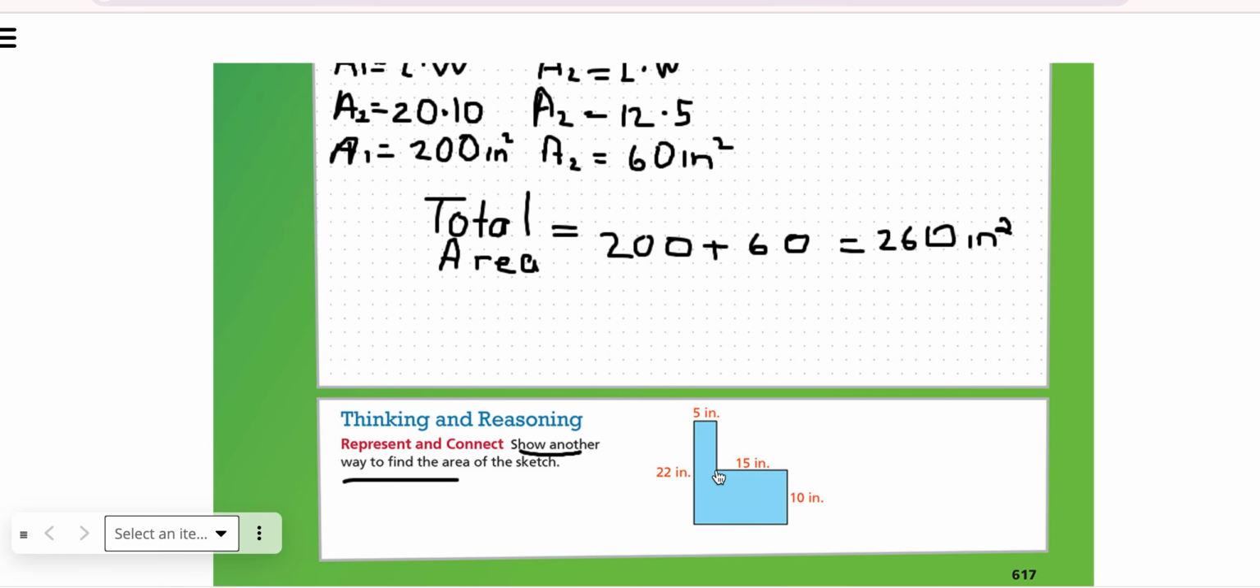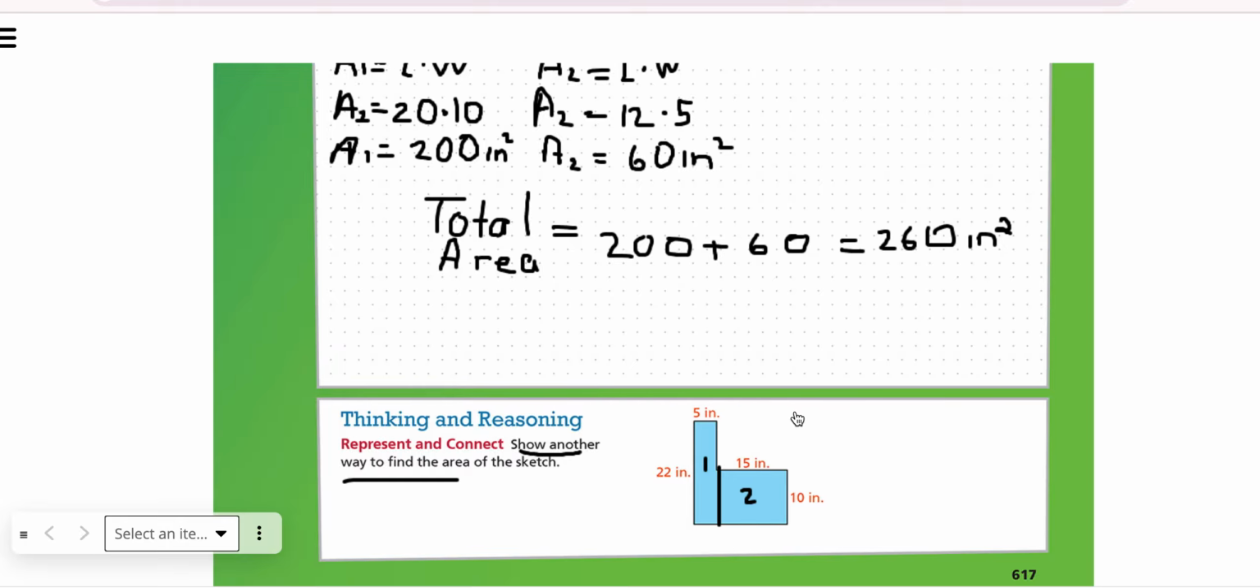So instead of cutting it here, I can cut it straight down. And remember, what we want to do is have the least amount of rectangles. So I still have 2 rectangles, so it's still going to be finding the area of rectangle 1, I'm going to put a 1 here, and a rectangle 2, and then add them together.